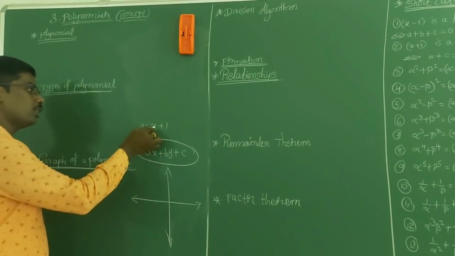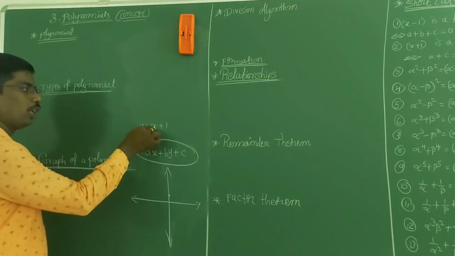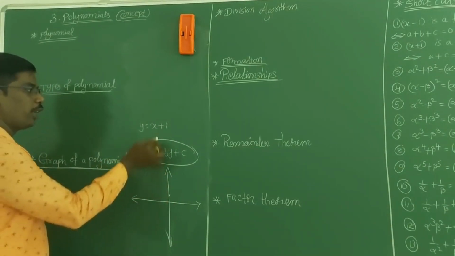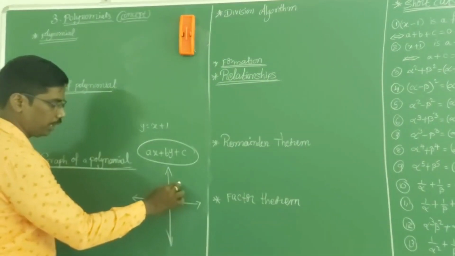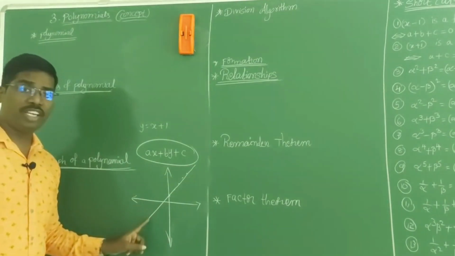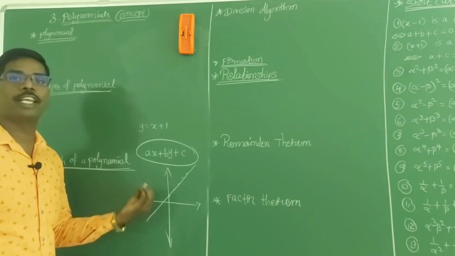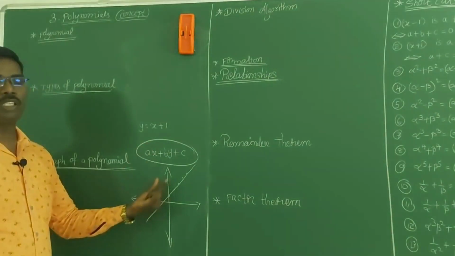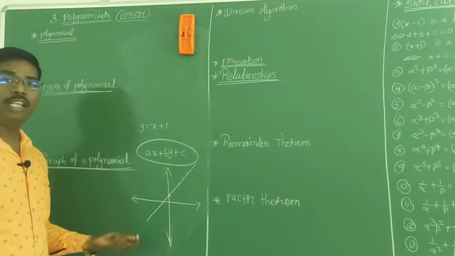If I substitute x is equal to 0, then y is equal to 1. If I substitute x is equal to 1, y is equal to 2. Next 3, next 4, next 5. What am I getting? I am getting a straight line. So ax plus by plus c, a linear polynomial, will give you a straight line.